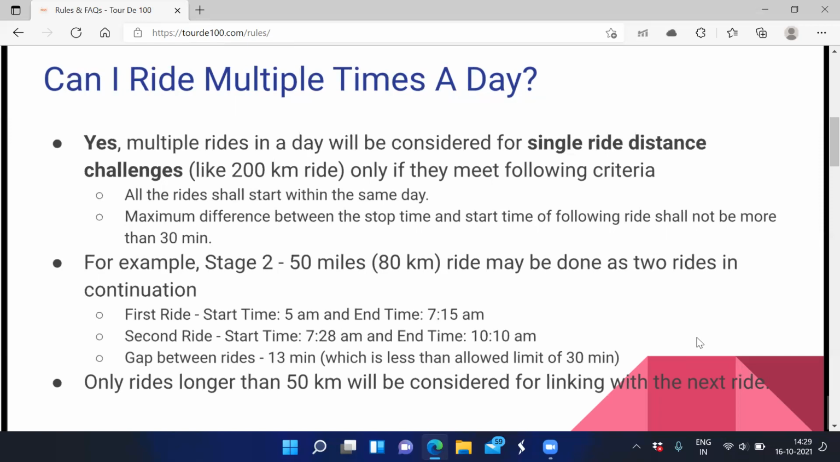The example, as I already mentioned, is also given on the screen. If you start your ride by 5 a.m. and stop it by 7:15 a.m., start another ride by 7:28 a.m. and end it by 10:10 a.m. This is the example they've given. That means you have taken a 13-minute break between the two rides, and it's absolutely fine. Both the rides will automatically be combined and updated on the app itself.